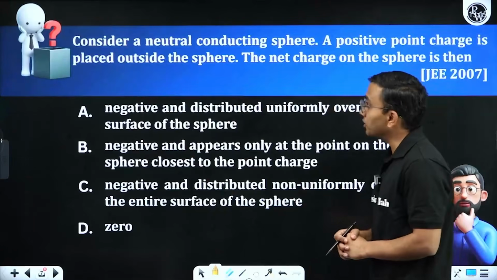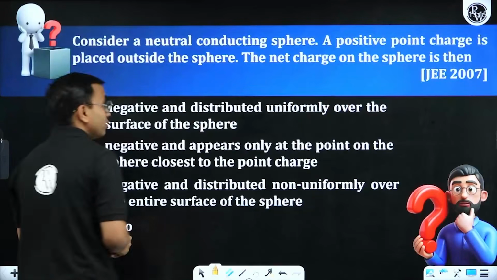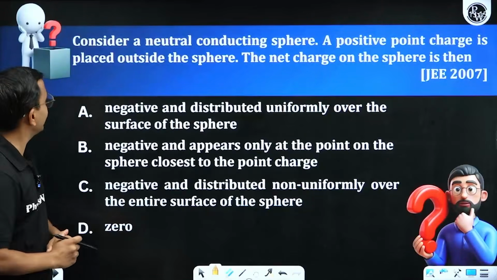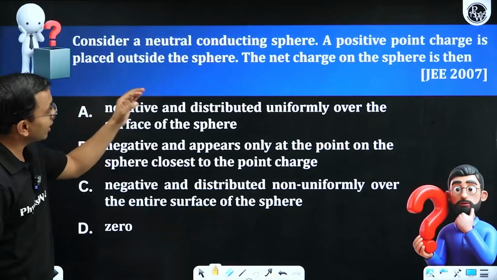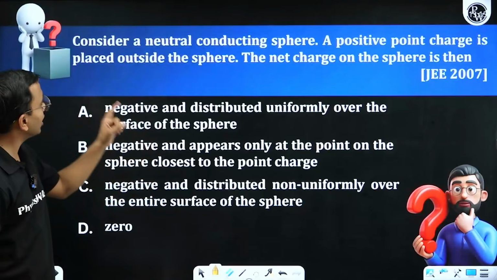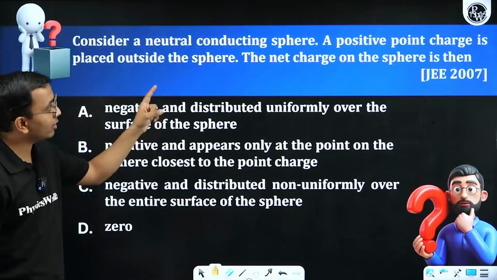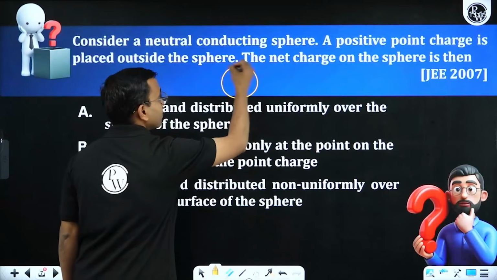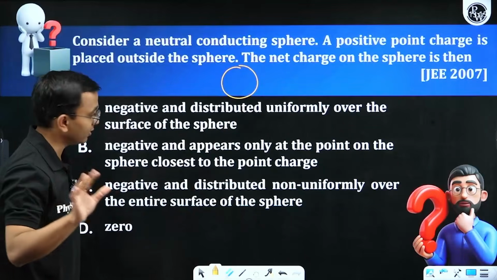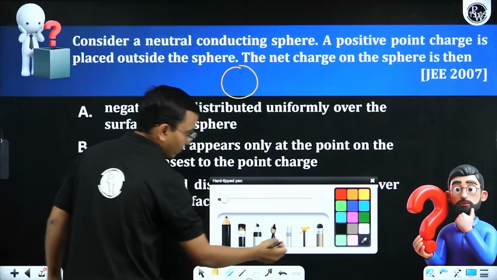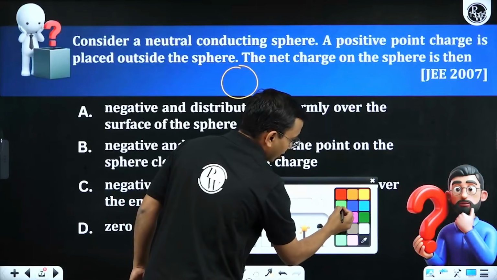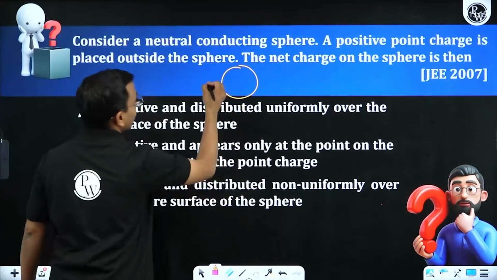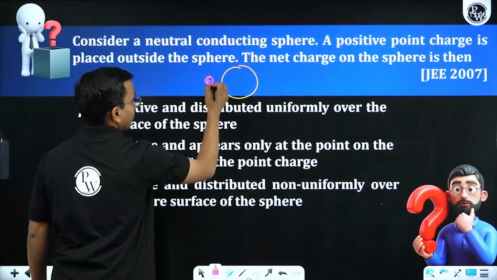Now we have a question on this. This question was asked in JEE 2007. Let us read it out. Consider a neutral conducting sphere. A positive point charge is placed outside the sphere. The net charge on the sphere is then. So this is a neutral conducting sphere, and now you are bringing a positive charge, let us take plus Q.